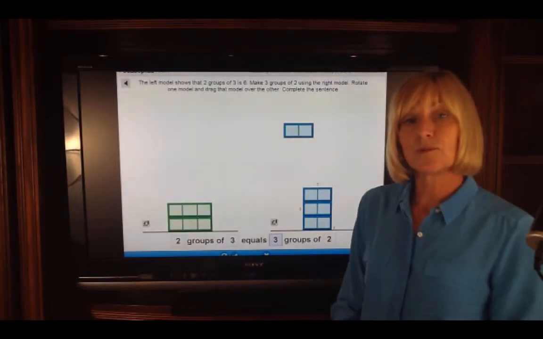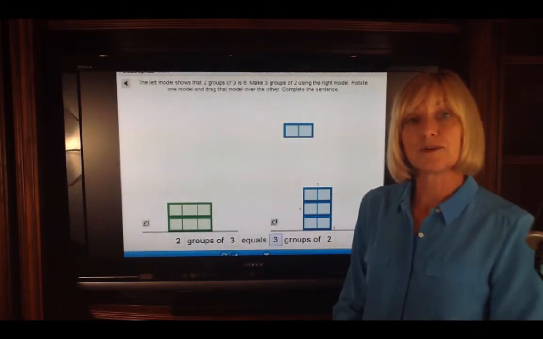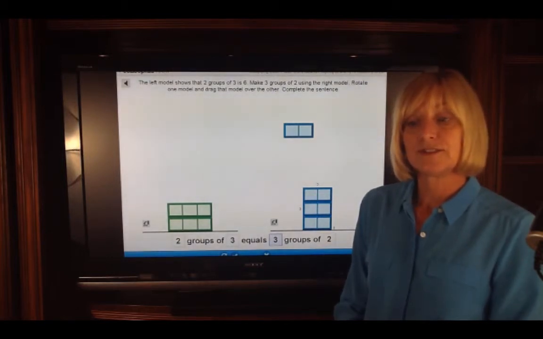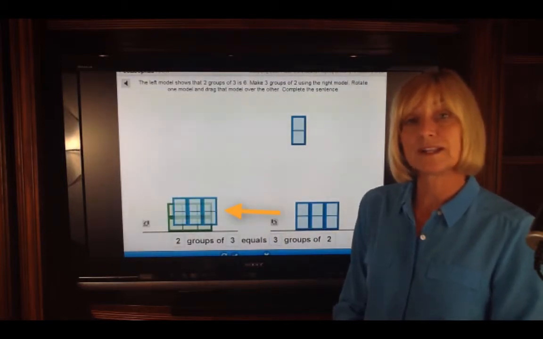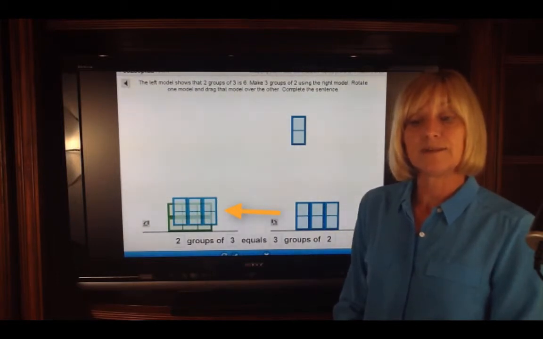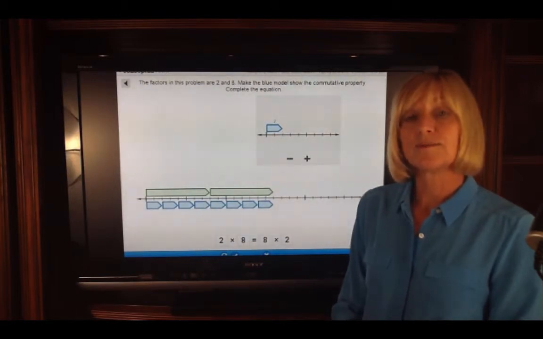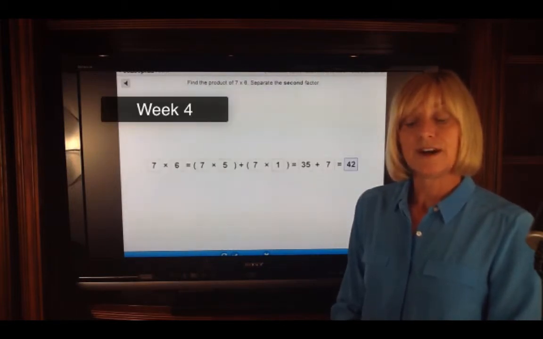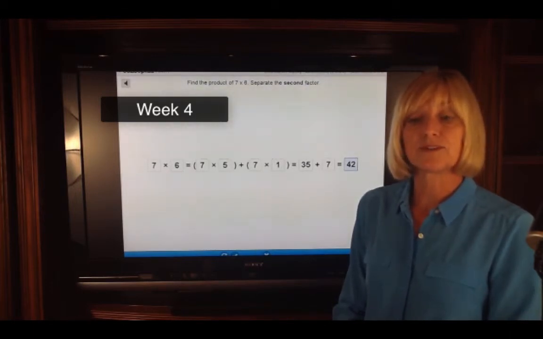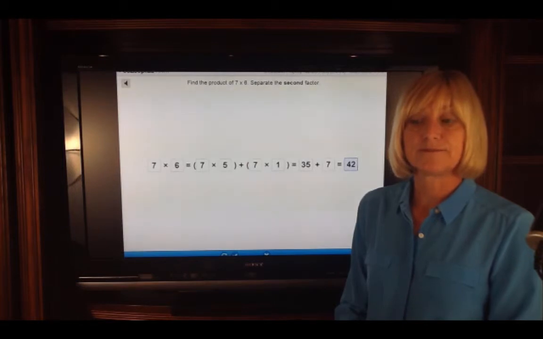Students also work once again with the commutative property during that week. They create a group on one side, in this case 2 groups of 3. Then they have to create 3 groups of 2. The students can rotate the model, drag one on top of the other, and see that they actually represent the same value. And they move from completing the sentence into using equations with multiple models. And finally, in the 4th week of instruction, they're doing a number of lessons where they're working with numbers only.